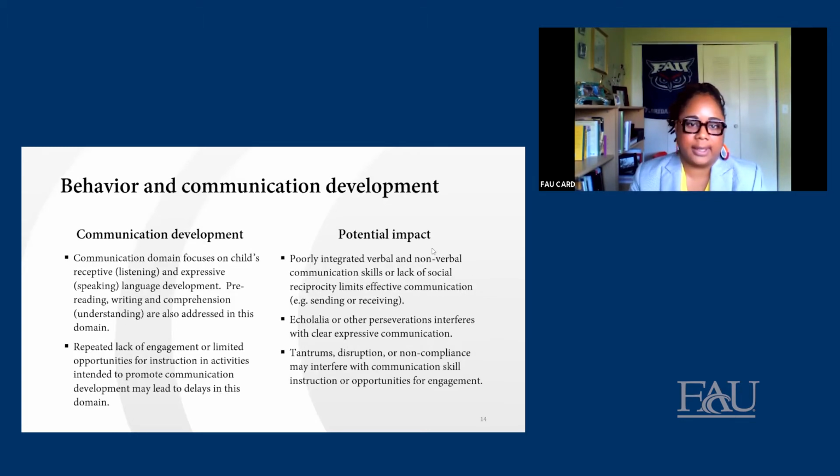Communication development. And again, I talked about communication development being defined as receptive, such as listening skills, and expressive skills, such as speaking skills. This area does include pre-academic reading, writing, comprehension, and understanding. And again, we also want to contextualize this around repeated lack of engagement or limited opportunities for accessing instruction.